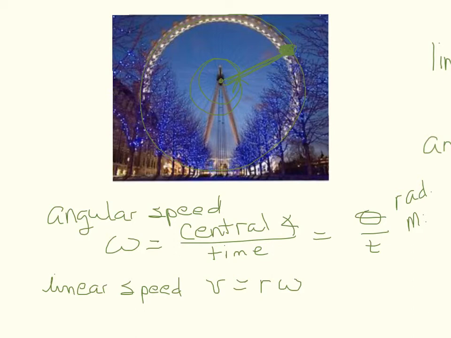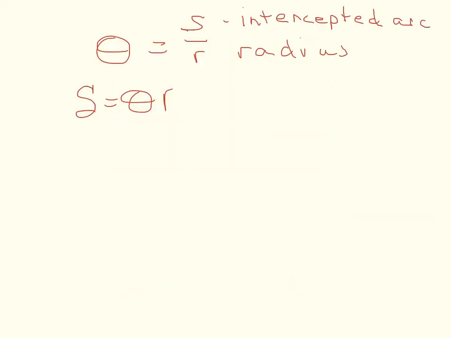Sound okay? All right, let's look at intercepted arc is equal to theta times the radius from the previous formula, and theta always has to be in radian measure. So if we're going to use this formula, even if you're given an angle in degrees, you've got to convert it to radian measure. So theta is always in radian measure.